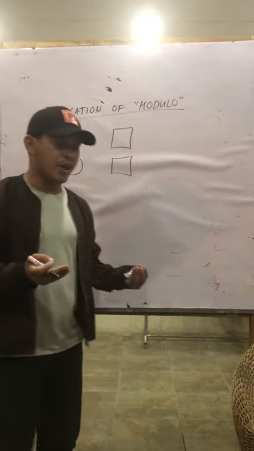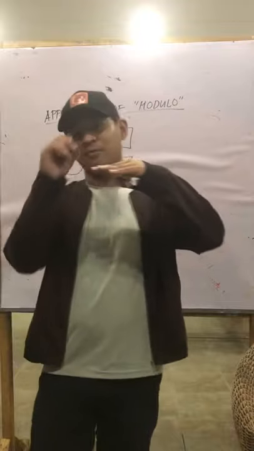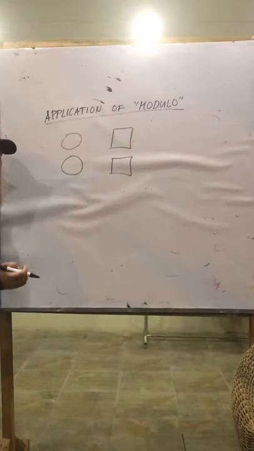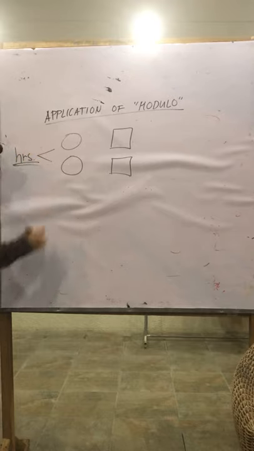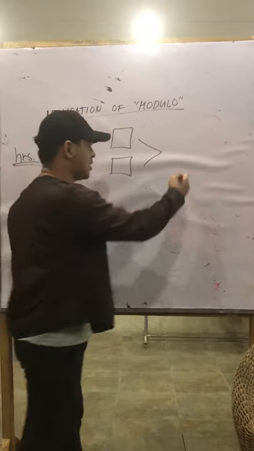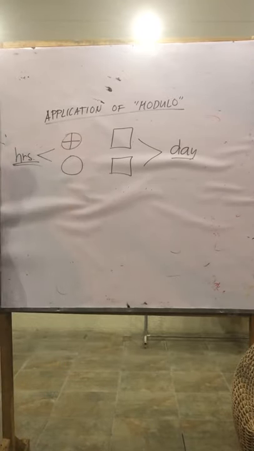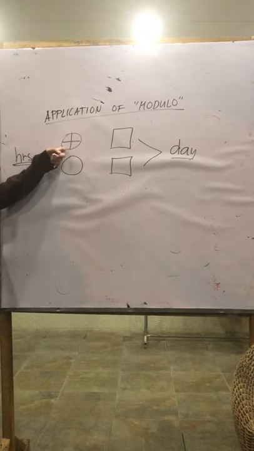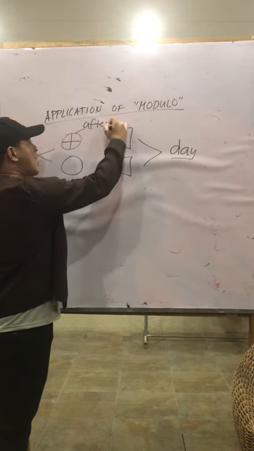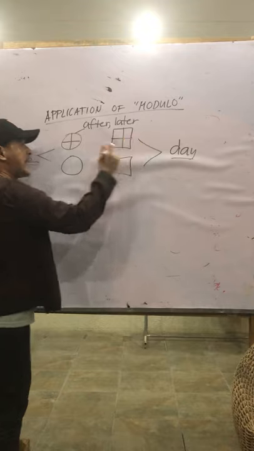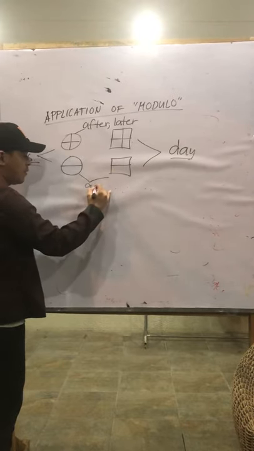So you are very much familiar that for a plus sign you have addition, for subtraction you have the minus sign, cross for multiplication, and this sign for division. And let us have another operator. For circle, this is pertaining to hour or hours, oras. And for square, this is pertaining to day, araw. So if we have a plus sign inside the circle, that will be after, and we have later. If we have a plus sign inside the circle and a plus sign inside the square, and a minus sign inside the circle and a minus sign inside the square, the magic word will be ago.